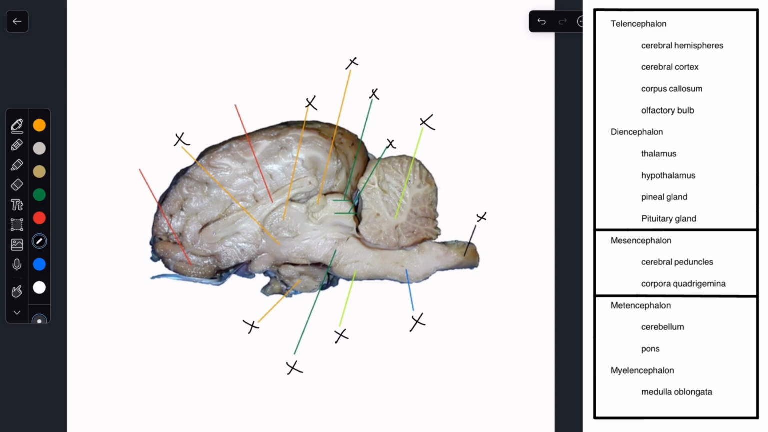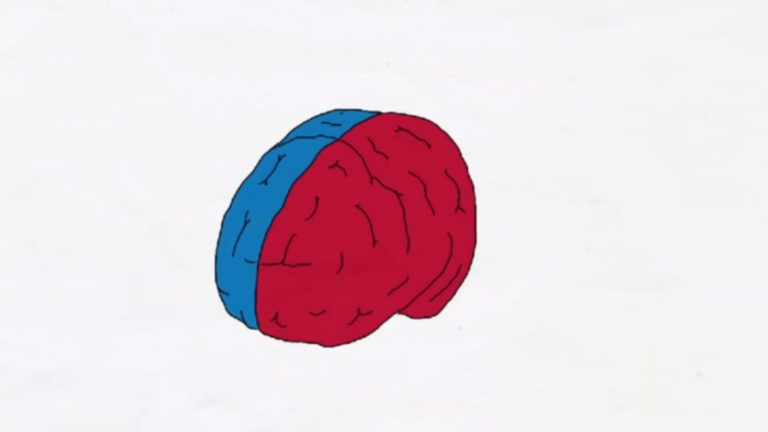Finally, we have the telencephalon. The telencephalon consists of the olfactory bulb right here, the corpus callosum right here. Now with the cerebral cortex and the cerebral hemisphere, I'm going to put a video right here explaining it since I can't explain it.